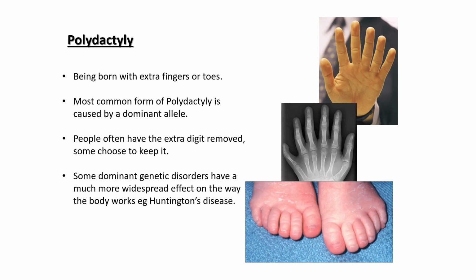Some dominant genetic disorders have a much more widespread effect on the way the body works. For example, Huntington disease. This is caused by a dominant genetic allele. The symptoms develop in middle age. It affects the nervous system and finally leads to death.